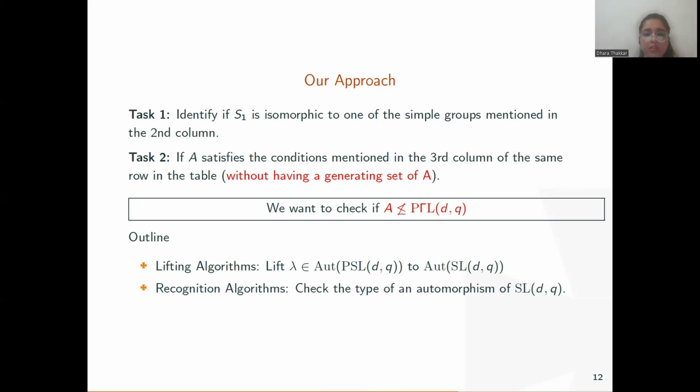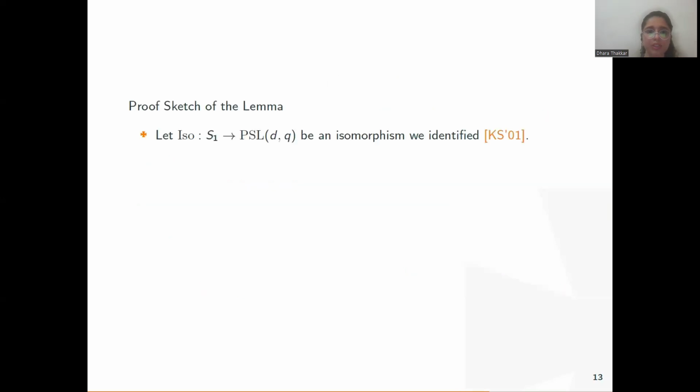Also, we need a recognition algorithm, where we are given an automorphism of the special linear group SL. That automorphism is specified on a special type of generating set, and we want to check its type, like what type of automorphism it is. We will see that in a moment. So that is the outline. Let me give a proof sketch of the lemma.